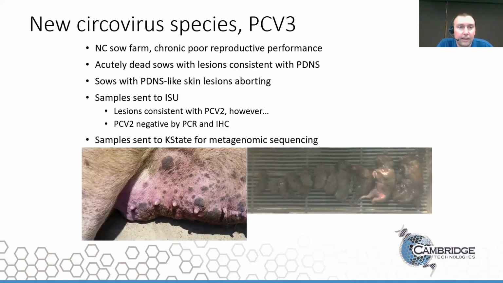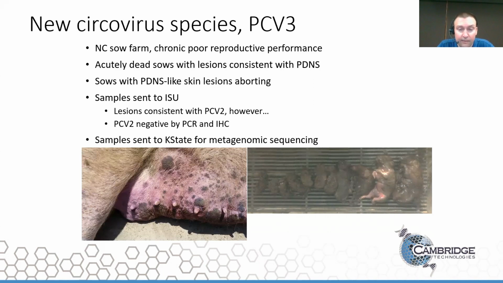The next story where we used metagenomic sequencing was the identification of this new circovirus, PCV3. This was out in North Carolina. It was a sow farm with chronic poor reproductive performance, so higher than typical sow mortality and higher than typical stillbirth rates. In this particular instance, there were a number of acutely dead sows with lesions consistent with PDNS. Also, a number of these sows with PDNS-like lesions were aborting. Samples went to ISU.